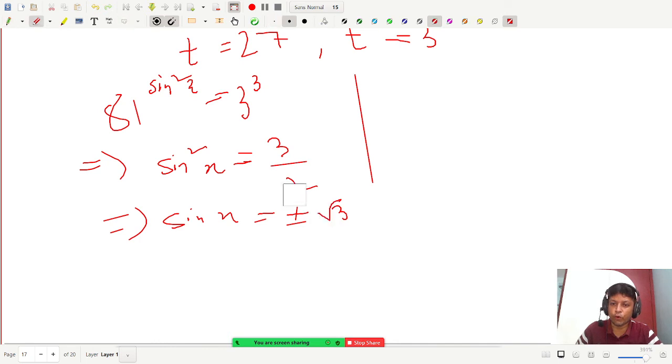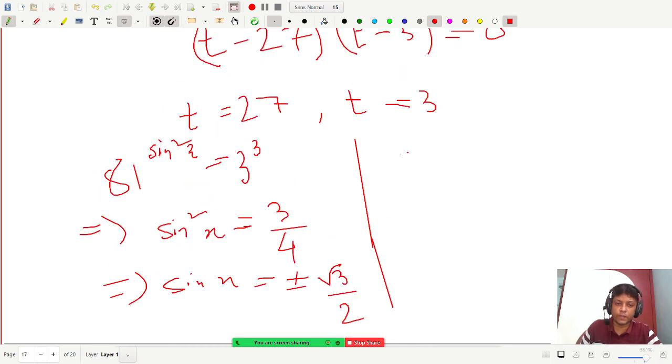Sorry, this will be 4. I made a mistake because 3 to the power 4 is 81. So this is plus minus root 3 by 2, because 3 to the power 4 is 81. So 4 sine square x equal to 3, that will give you sine square x is equal to 3 by 4, correct?